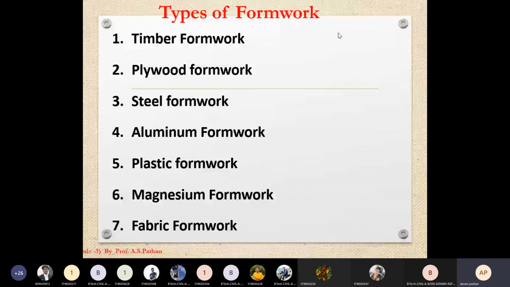These are the different types of formwork: timber formwork, then plywood formwork, steel formwork, then aluminium, plastic, magnesium formwork, and the fabric formwork. Apart from this, other types of formwork are also available in the market, depending upon the quality and the mass concreting.